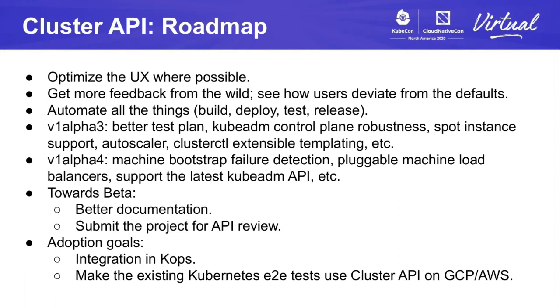So let's talk a little bit about the Cluster API roadmap. Cluster API is still in alpha, so how does it get to beta? Generally, the main goal is to get it into widespread real-world use and continue to get feedback on whether our expectations match how this thing is used in production. More automation also helps with this goal, both automation of testing and of the project processes.